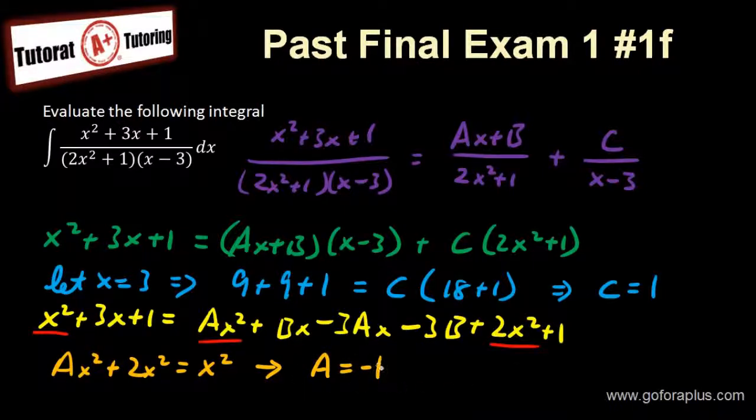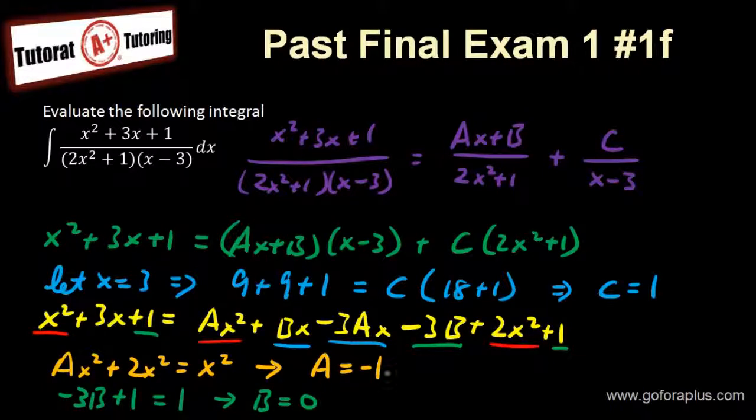Now that I know a is minus 1, how do we solve for b? Here, I can actually take a look at the bx minus 3ax, or minus 3b plus 1. I'll take minus 3b plus 1. Okay, so I know that minus 3b plus 1 must be equal to my 1 here. So I know that b must be 0. Okay, so b is equal to 0. Now that I know a, b, and c, I can replace it back into here and rewrite my integral.